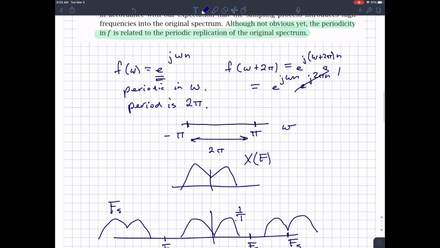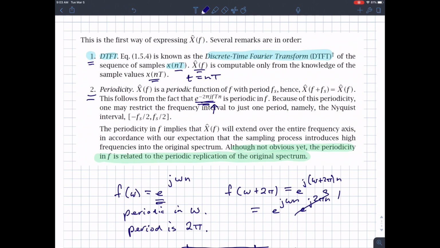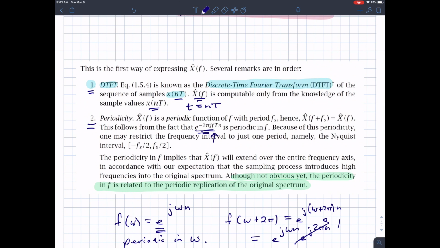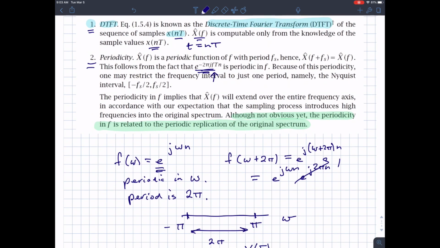Okay, so that's an important start for the discrete time Fourier transform. We're going to do other videos that go through the other points in this section. This is an important section out of Oppenheim.